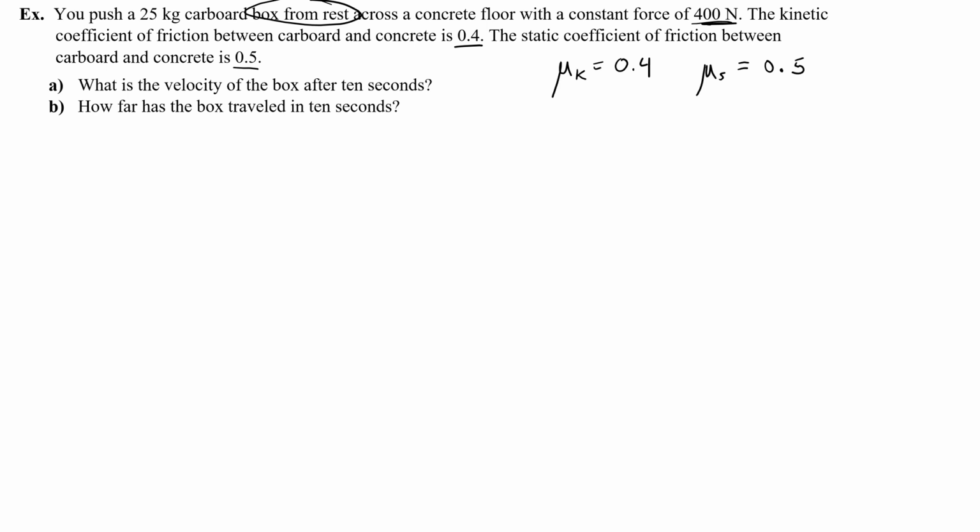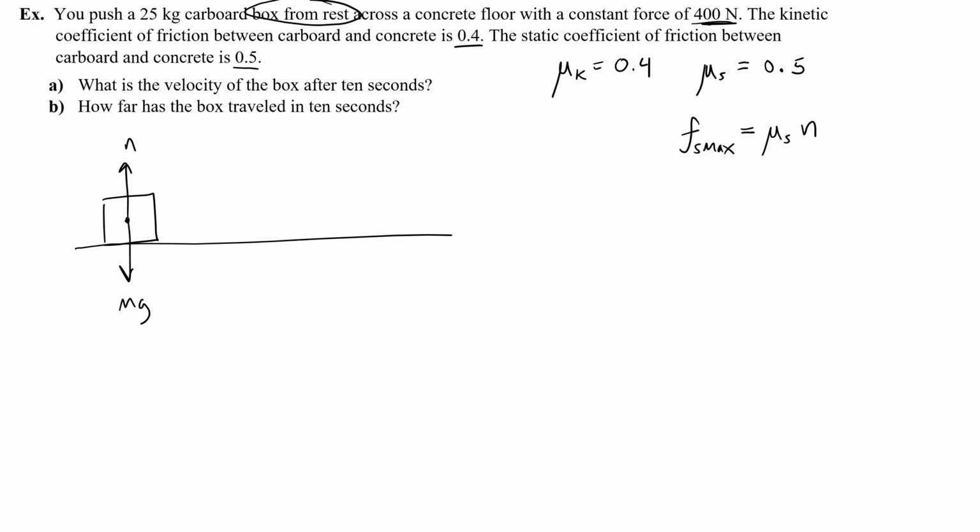So let's figure out first, what is the maximum static friction force? Remember, that's what we use mu s for. We use mu s times the normal force. To figure out what the normal force is, I'm going to draw a little free body diagram for the box. There will be the weight force down, normal force up, applied force to the right of 400 newtons, and then some force of friction back, which is either going to be K or S. We'll find out as soon as we calculate the maximum static friction.